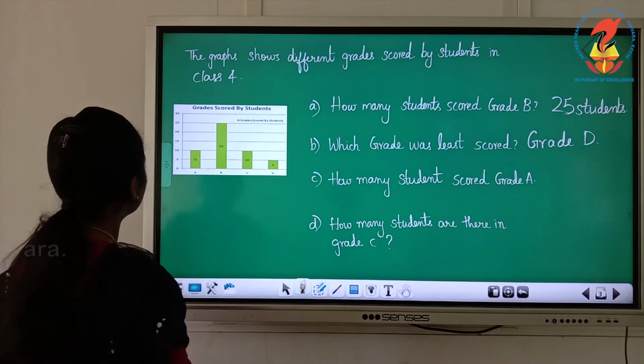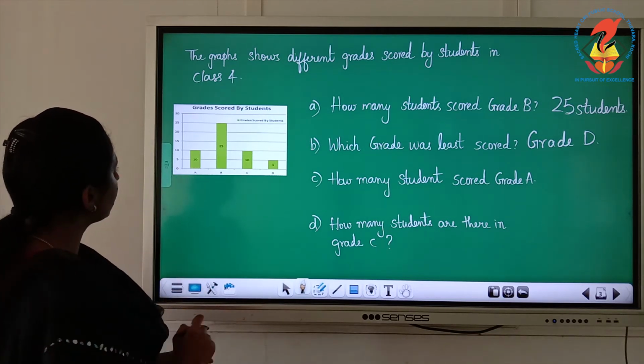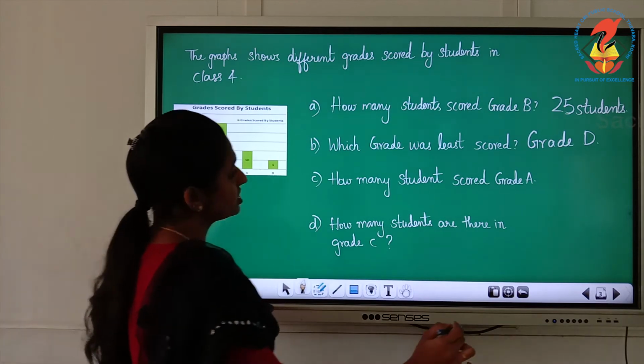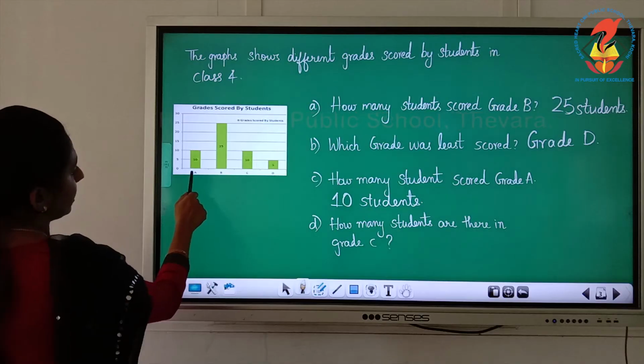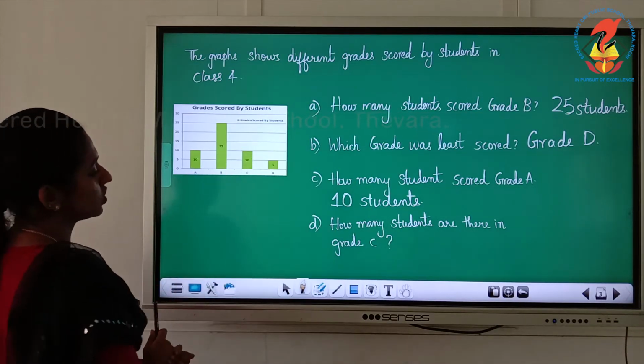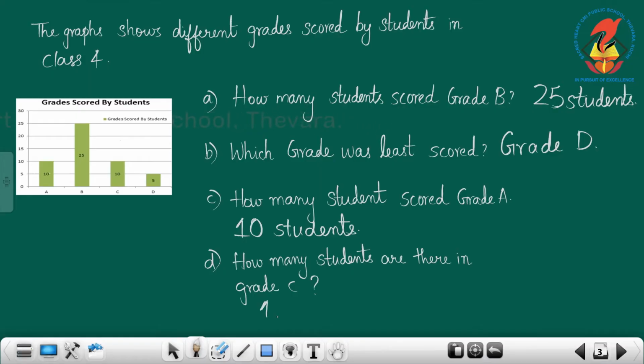In the next question, how many students scored grade A? The number of students is 10, so we can write 10 students. How many students are there in grade C? Grade A and grade C have the same number, so we can write it directly: 10 students. Have you cleared this? Okay, fine. We can move to the next question.